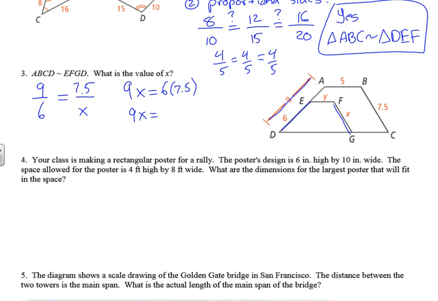So 9x equals 45. Well, we divide 45 by 9, we get 5. So x would equal 5 in this scenario.